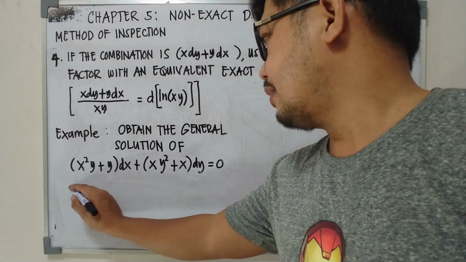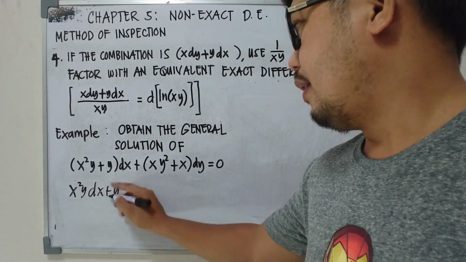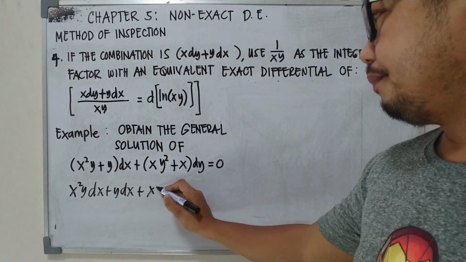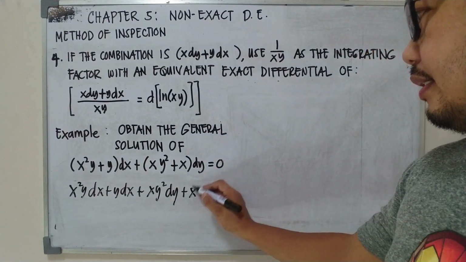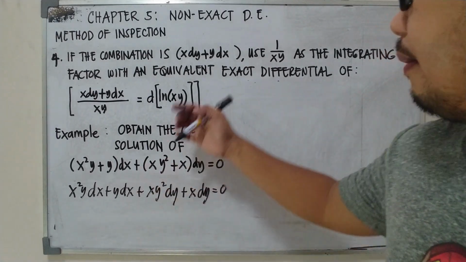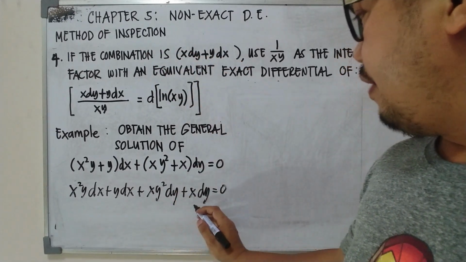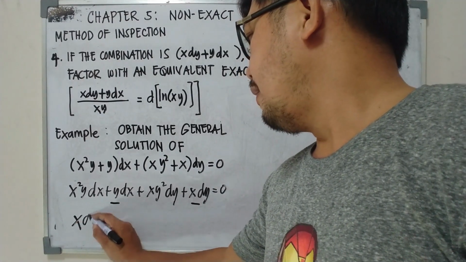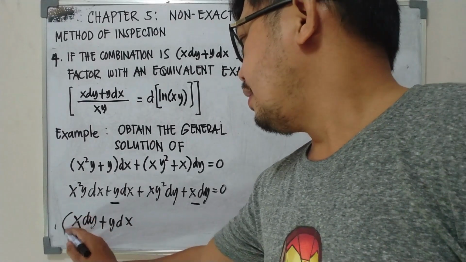So, this is equals to x squared y dx, and this is plus y multiplied by dx, and this is plus xy squared dy plus x dy. And this is equals to 0. Then arrange it so that we have the combination x dy plus y dx. We have here x dy, we have here y dx. So, we have x dy plus y dx.